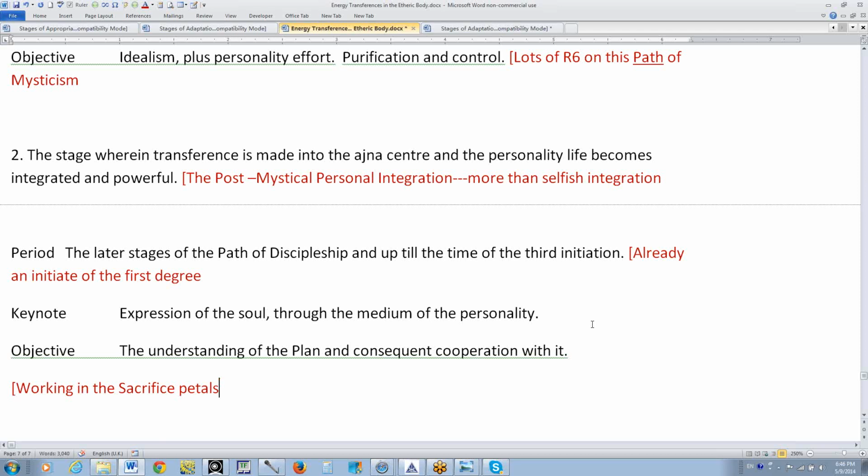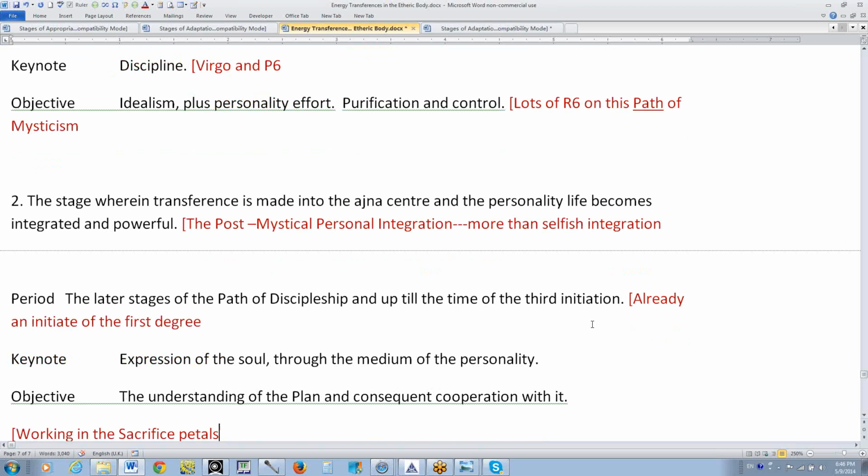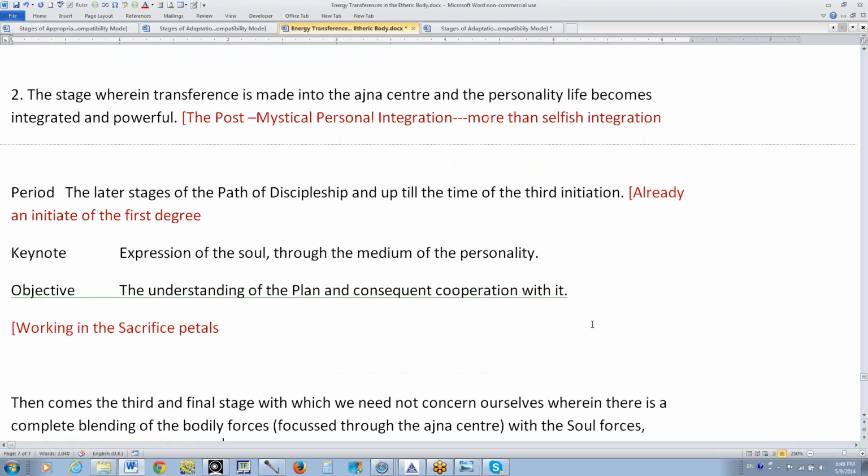All right, so first, let's review: transferences are made from the lower energies into the solar plexus, and they will be carried to the throat and the heart. And then transference is made into the ajna center and the personality life. In other words, all the five centers up the spine are being transferred into the ajna center, or are being activated along with it. And it goes all the way to the third initiation.